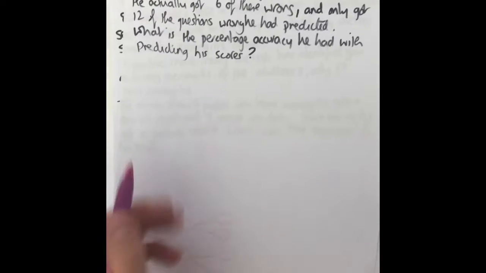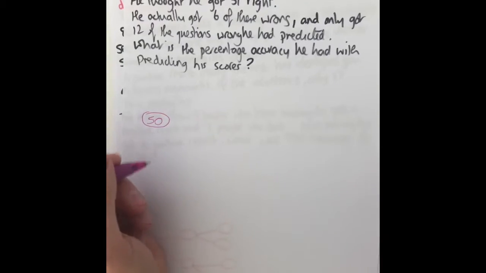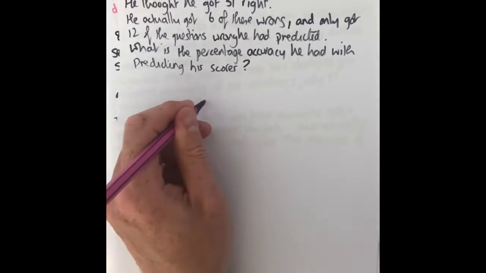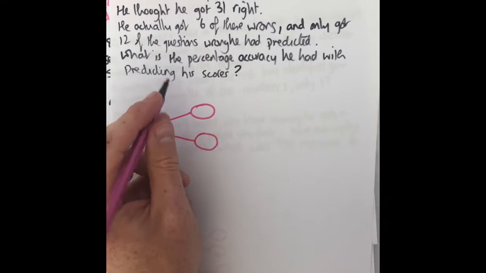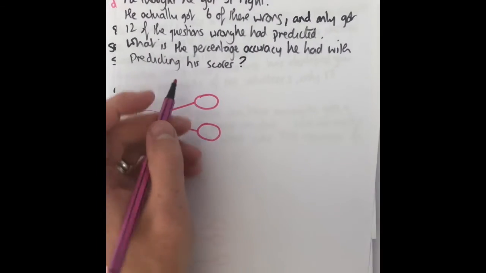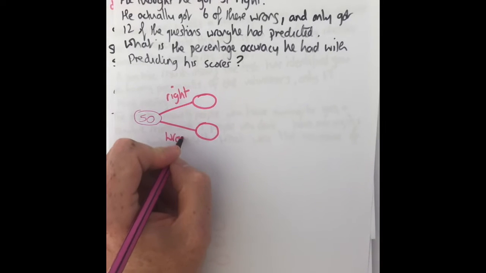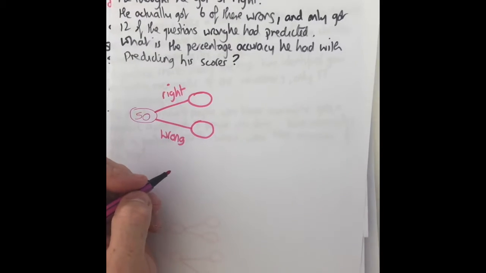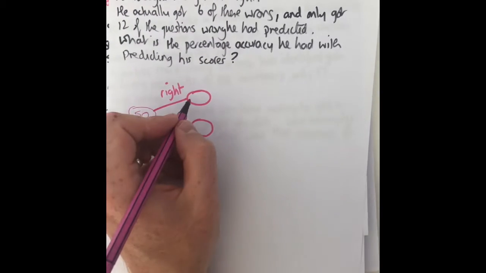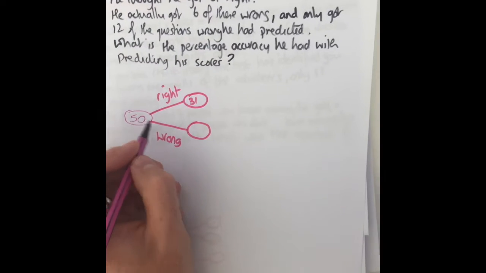So we'll start off by doing a diagram where that's going to be 50 because that's the total. And from that, what are the choices? Well, we put a circle on the end, and then we're going to have something here. So what is it? He predicts whether he got his answers right or wrong. So this one would be if he's got his answers right, and this is where he actually got them wrong. Okay, he thought he got 31 questions right. Okay, so 31 would go in there. Now these two have to add up to that first number. So this one will be 19.